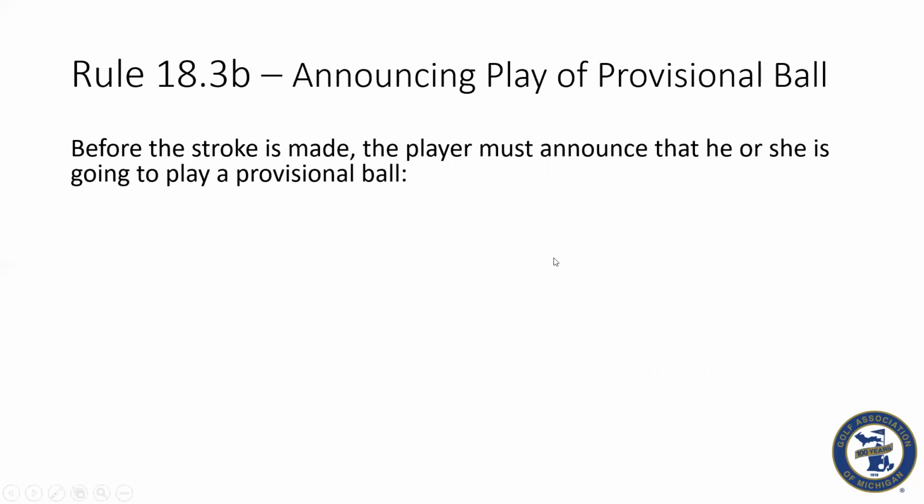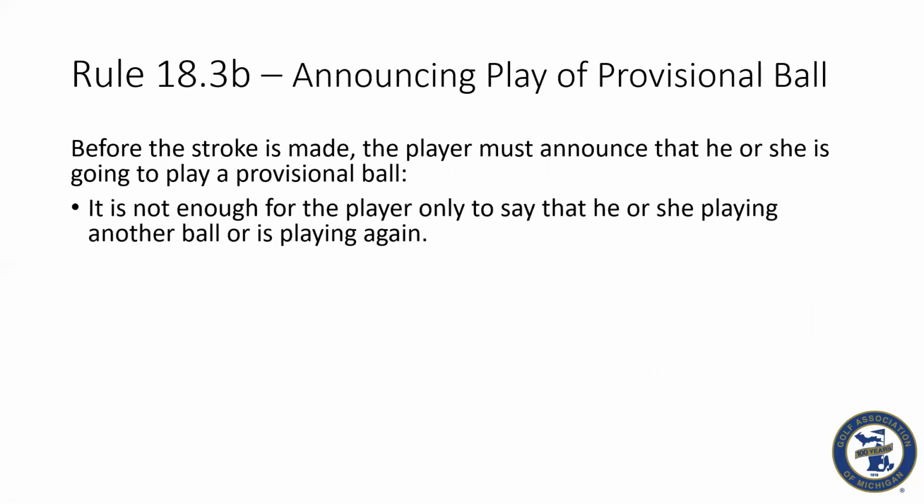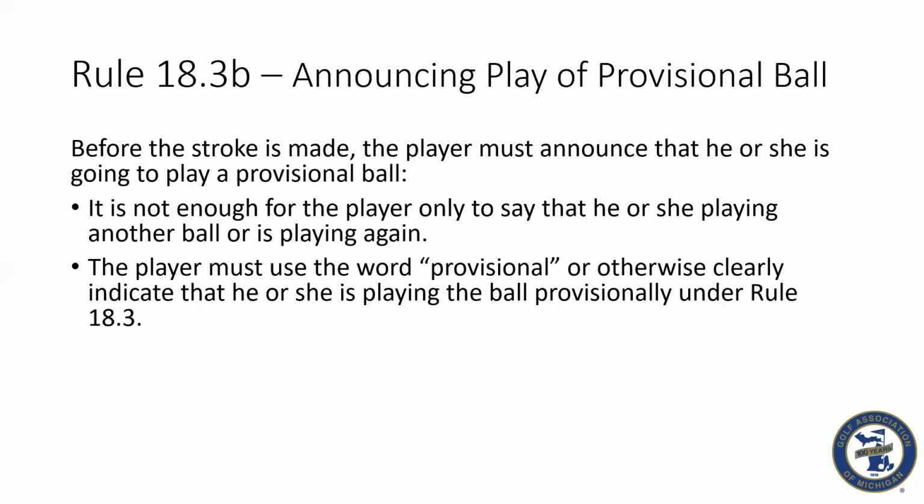So, announcing the play of a provisional ball here. Before the stroke is made, the player must announce that he or she is going to play a provisional. It is not enough for the player only to say that he or she is playing another ball or is playing again. The player must use the word provisional or otherwise clearly indicate that he or she is playing the ball provisionally under Rule 18.3.